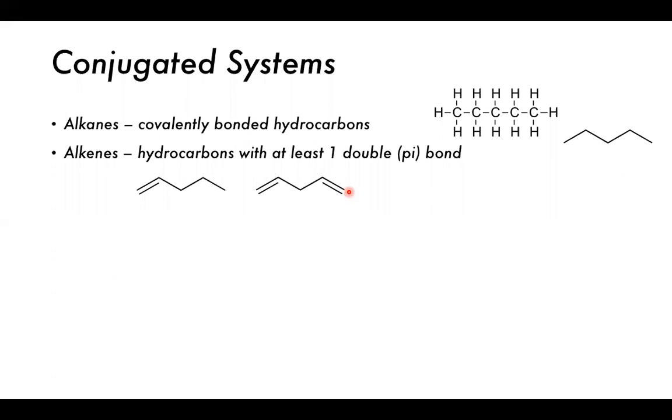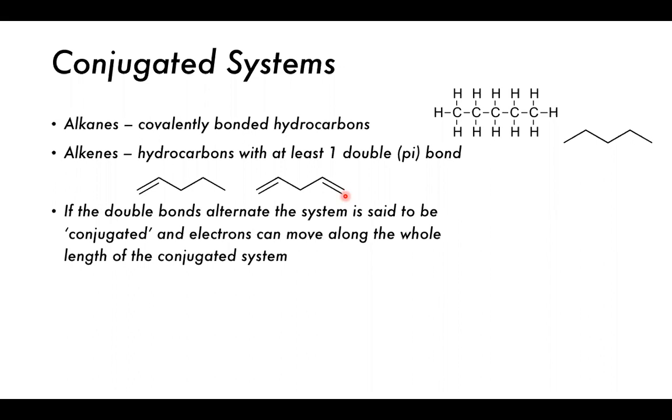But if we put these double bonds adjacent to each other, so right now these are not adjacent. They're separated by 1 whole carbon, so there's no way for these to interact with each other. But if the double bonds alternate, the system is said to be conjugated, and electrons can move along the whole length of the system. For example, these systems over here are conjugated. This is benzene that we saw earlier, and this is pent-1,3-diene. It's still 5 carbons, but it's got 2 double bonds which alternate: double bond, single bond, double bond. That's an important structural motif for conjugated systems. It's seen here as well in the benzene: double bond, single bond, double bond, single bond, double bond, single bond, double bond.